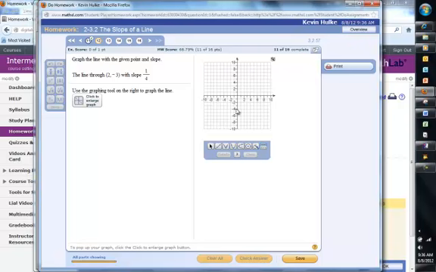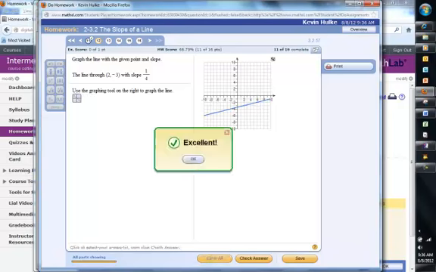Graph this line. So start at over 2, down 3, and from there, go up 1, forward 4. Over 2, down 3, and from there, go up 1, forward 4, and there will be your line.